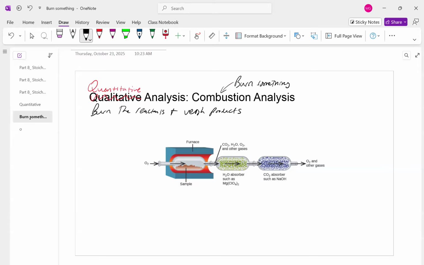Most commonly, this is used for compounds known as hydrocarbons. As the name implies, these are compounds that have carbon and hydrogen in them. So we're going to use this generic formula of CxHy for this formula. And the goal of a combustion analysis is to figure out what x and y are.